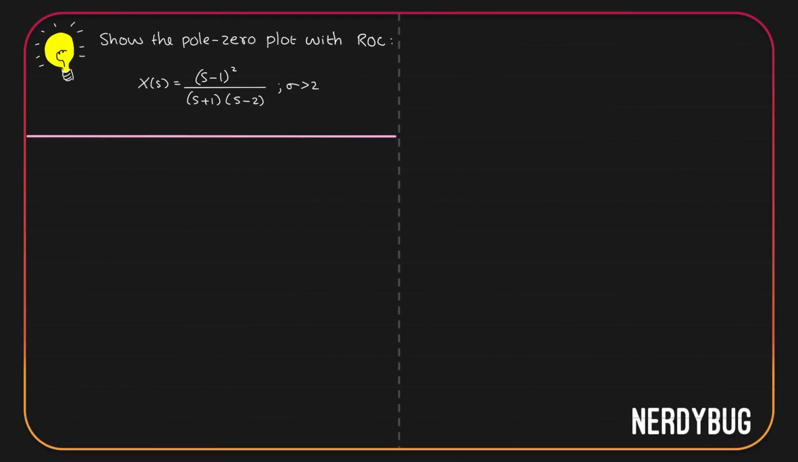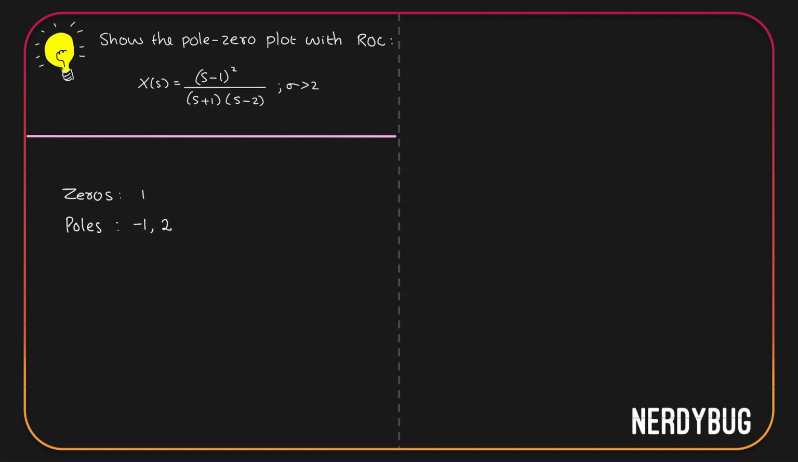Let us solve a problem now. We have to show the pole zero plot of X of s with its ROC. X of s is s minus 1 whole square divided by s plus 1 into s minus 2, and sigma is greater than 2. Let us write down the zeros of X of s. We have s minus 1 whole square, so there are two zeros at 1. For poles, let us look at the denominator. There is s plus 1 and s minus 2. s plus 1 will be 0 if s is minus 1, and s minus 2 will be 0 if s is 2. So the poles are at minus 1 and at 2.